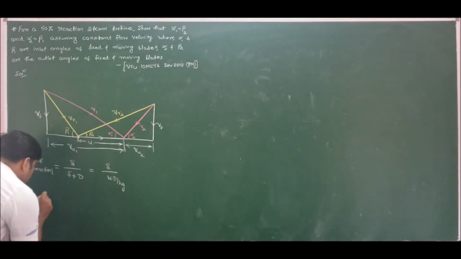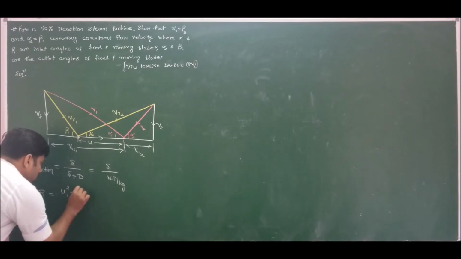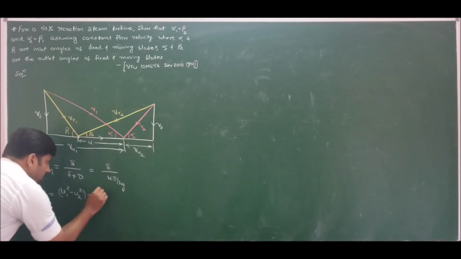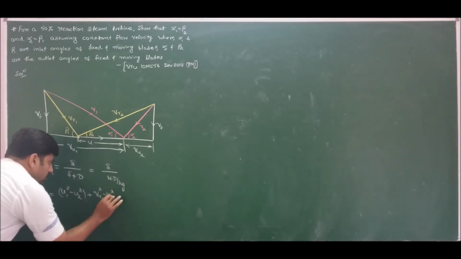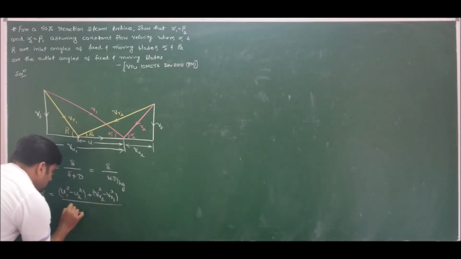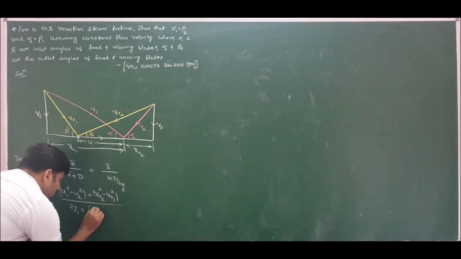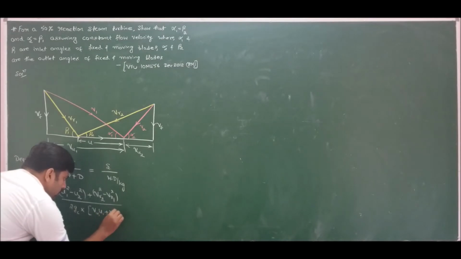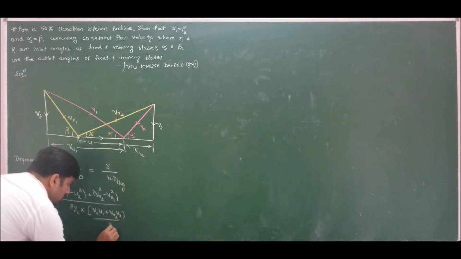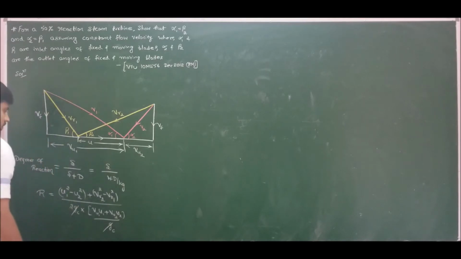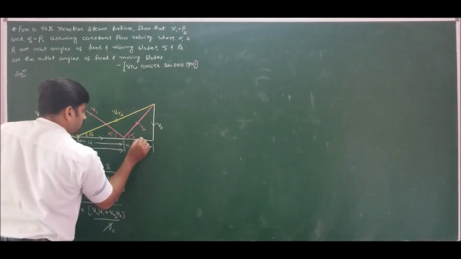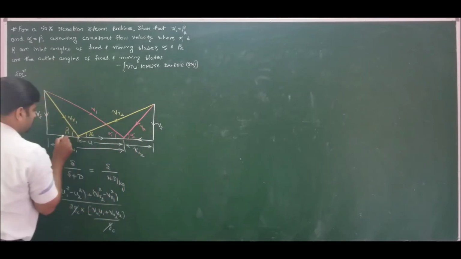The static component of energy transfer is already known to you, that is U1 square minus U2 square plus VR2 square minus VR1 square, whole divided by 2gc, into, using Euler's equation of energy transfer, Vu1 U1 plus Vu2 U2 by gc. This is because we are solving for a turbine in which Vu1 and Vu2 are opposite to each other.